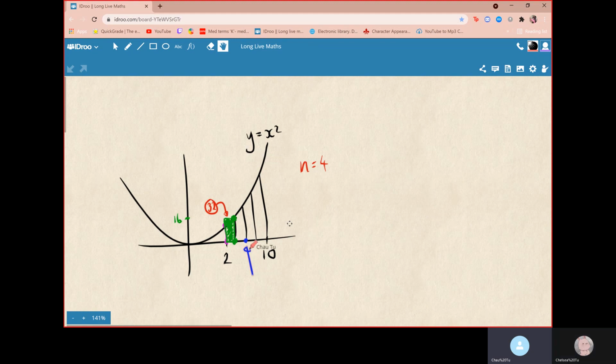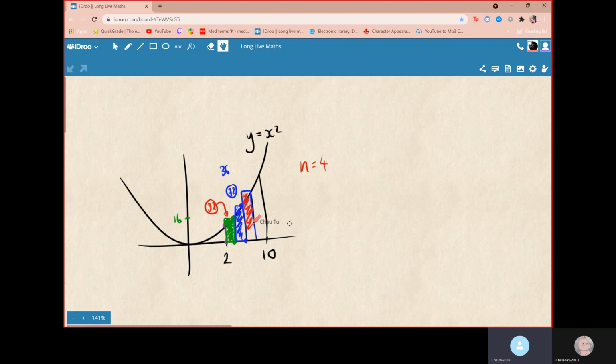What's this blue location here? 6, yeah. And then what's the blue height? 36. Yeah. And then what's the area? 72. So this would be 72. And then you start from here, jump 3 times, and then work out the height. Eventually you can sum up this rectangle.